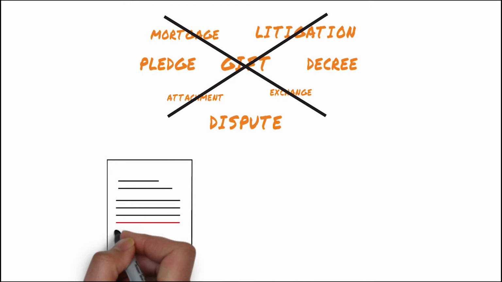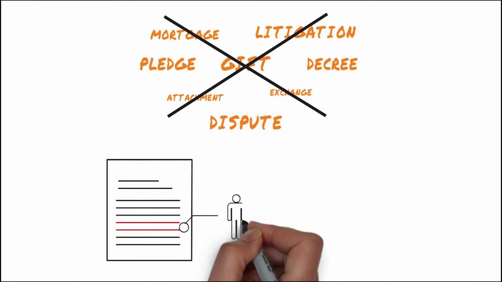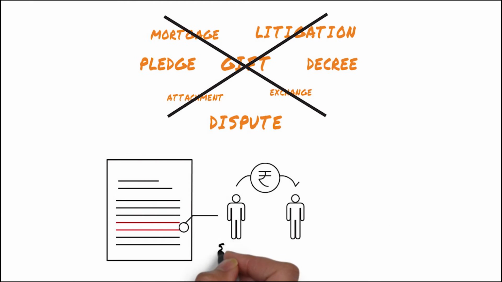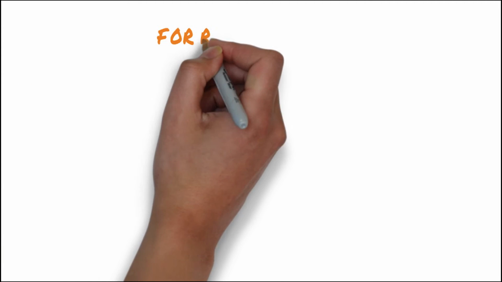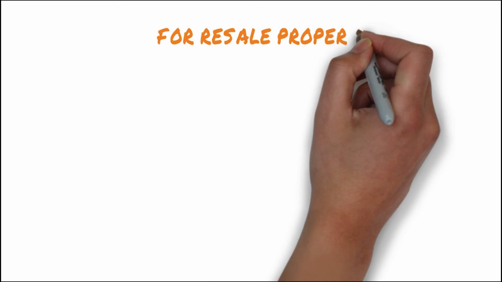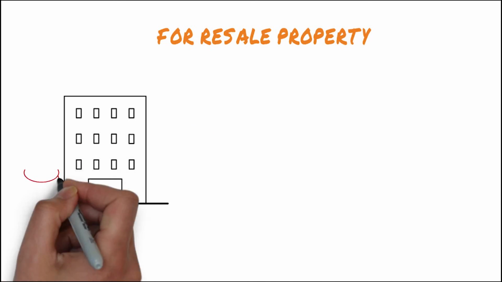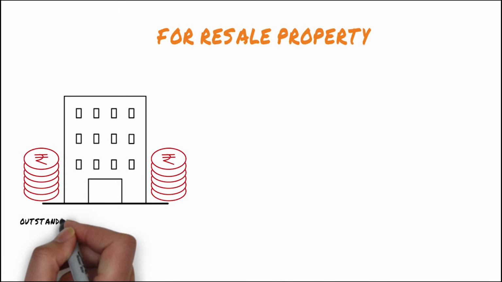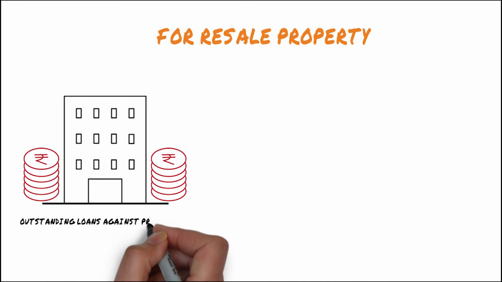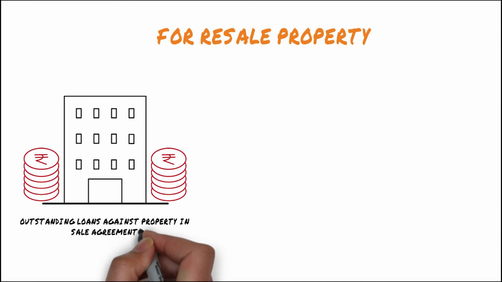It's a good idea to include that in any case of legal dispute in future, the seller will compensate the buyer for any loss. Let's look at the agreement for a resale property, which is slightly different from a new property purchase. Check whether any outstanding loans against the property have been mentioned in the sale agreement.